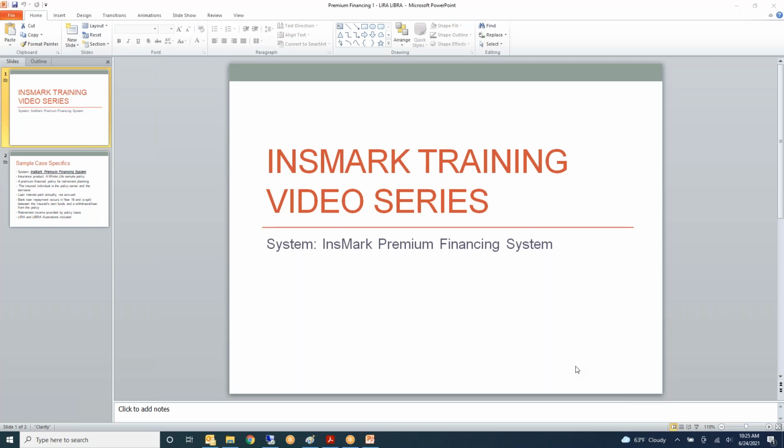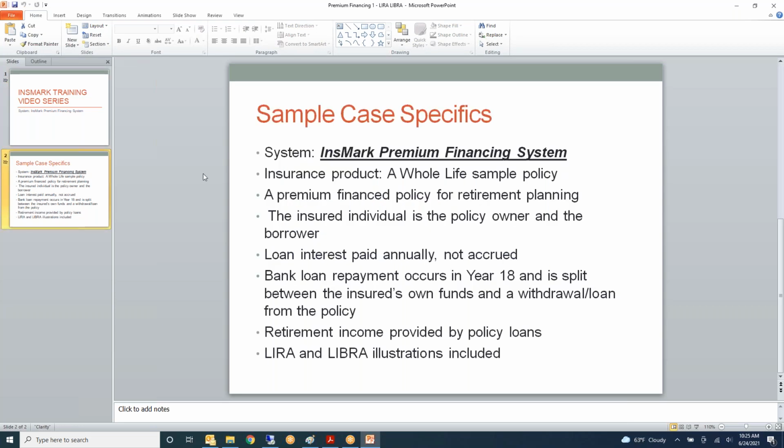This video is going to cover the input process to create a premium financing case. And here are the specifics. Basically, these are the case assumptions for this sample case. It is going to be a premium financing case.